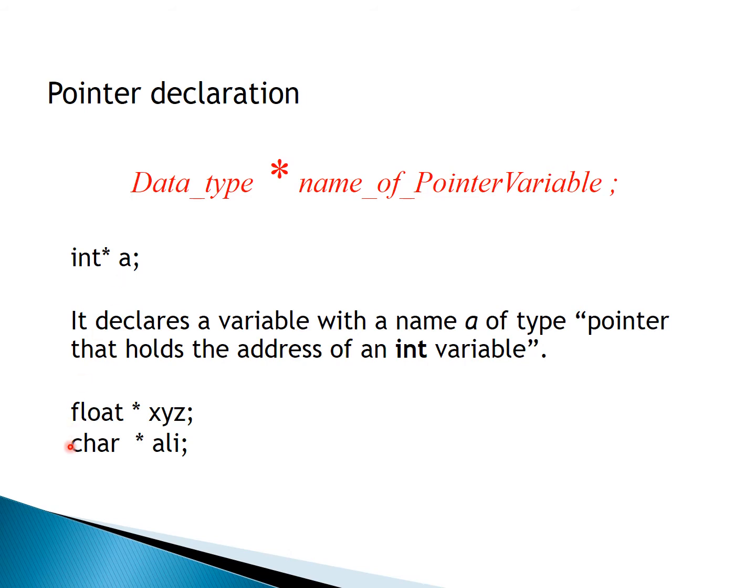And these are 2 other examples: float *xyz. The asterisk is the indication that it's a pointer variable. So this is the type of variable, this is the pointer indicator, this is the name of the variable, and a semicolon. Similarly, char *ali, where ali is the name of the pointer variable, followed by the semicolon. So this variable can store the address of a character variable.